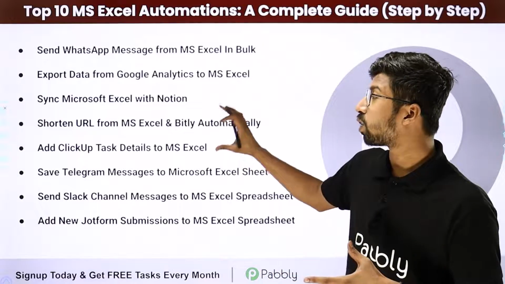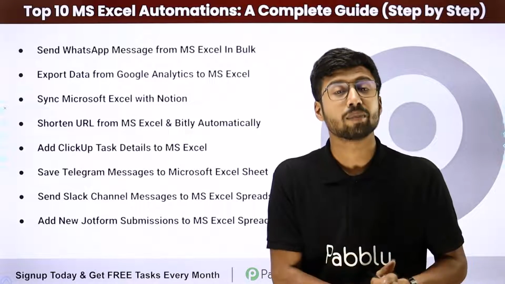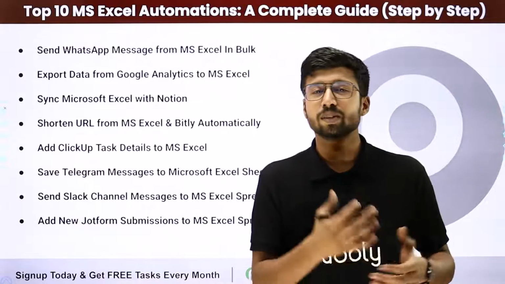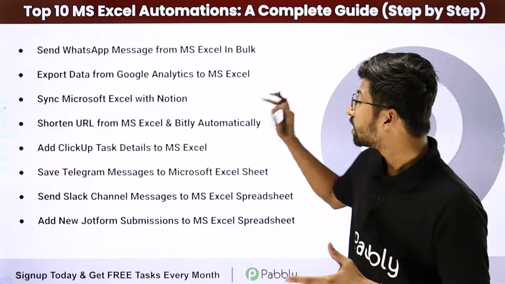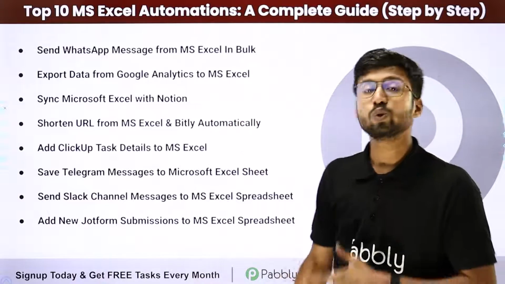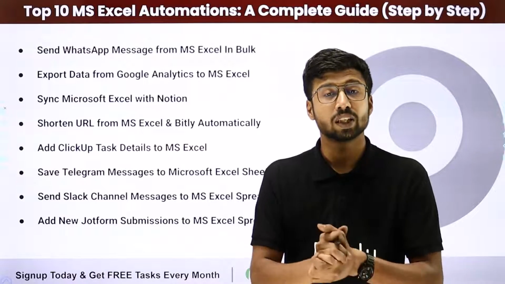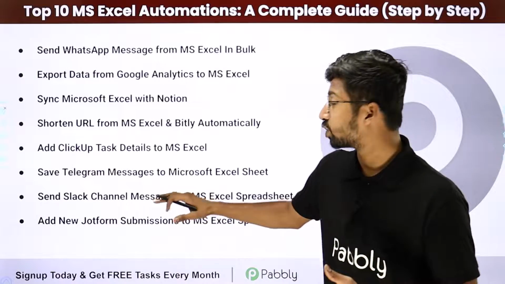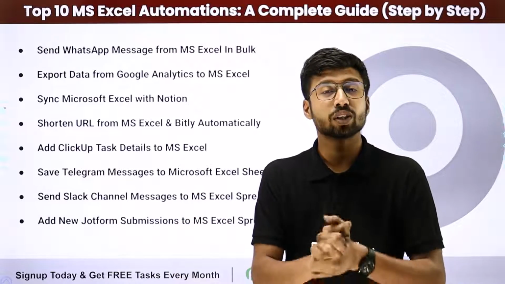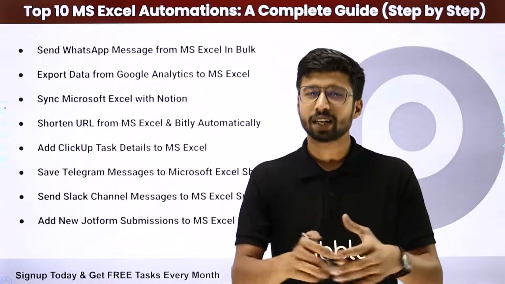Also, if you want, you can automatically shorten some URL using bit.ly in MS Excel itself using Pabbly Connect automation. Or if you want to send some messages on Telegram or Slack, you can also automate that. Instead of messaging, you can also create some new tasks in ClickUp, Asana, Monday.com, or any other task or project management application. Or also you can connect any online form building application like Jotform to MS Excel to store the form submission data instantly. So the possibilities of automation are endless.